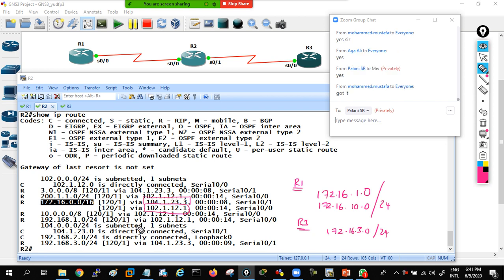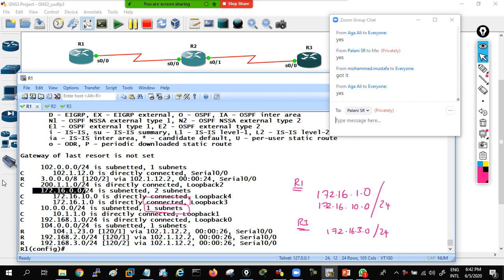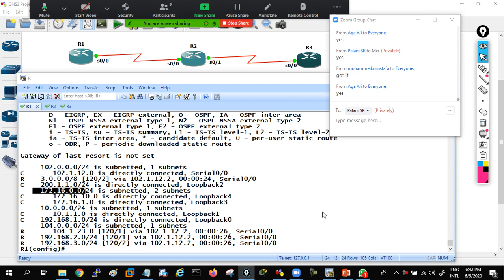Yeah, this is very important. Okay, now let's go and see the router 1 perspective. Now see the router 1 perspective. Do show ip route.